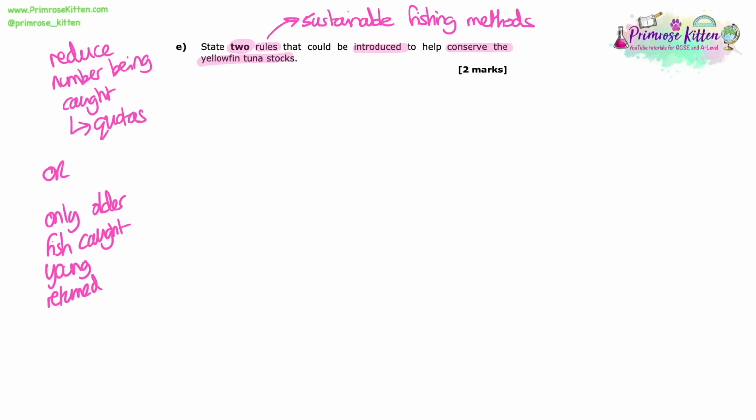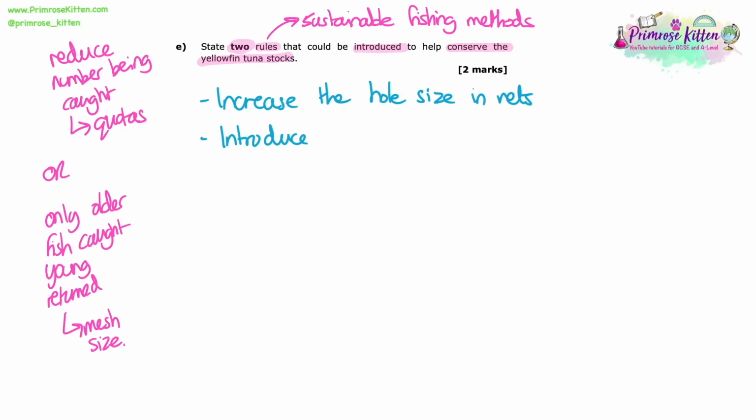So to reduce the number of fish being caught, we can use fishing quotas, and to make sure that only older fish are caught and the younger ones who haven't yet bred can be left behind is about increasing the mesh size. So increasing the hole size in nets and introducing fishing quotas are my two quoted points. You've obviously got more in the mark scheme you can use, and any of those will get you 2 marks.